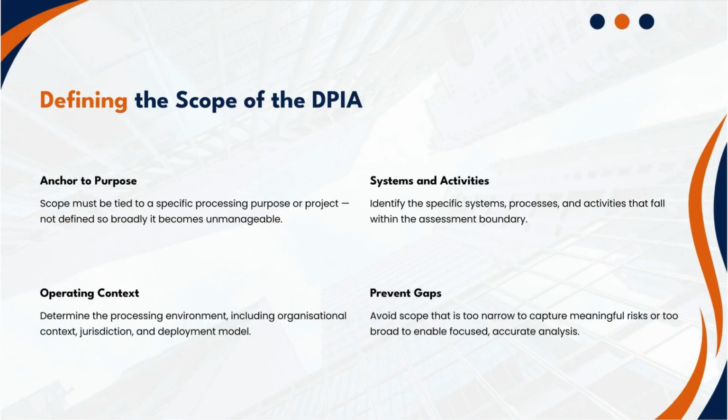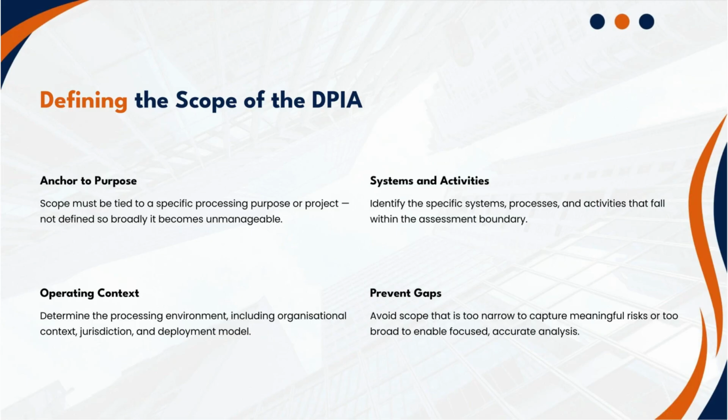So let's begin with the question that quietly decides whether your entire DPIA succeeds. What exactly are we assessing? Defining the scope sounds obvious, but it's where so many teams stumble, and I'll show you why. Scope is simply the clear boundary around what your DPIA covers. Which processing activity, which system, which data, which purpose. Get this crisp, and everything downstream flows smoothly. Leave it vague, and you'll either miss critical risks or drown trying to assess everything under the sun.